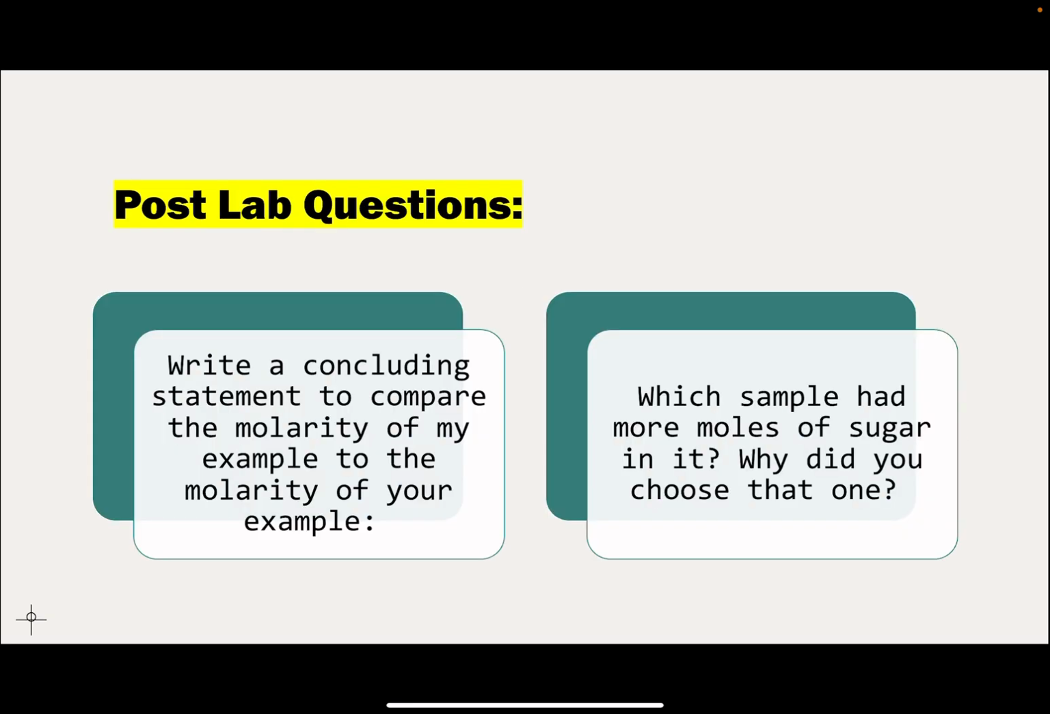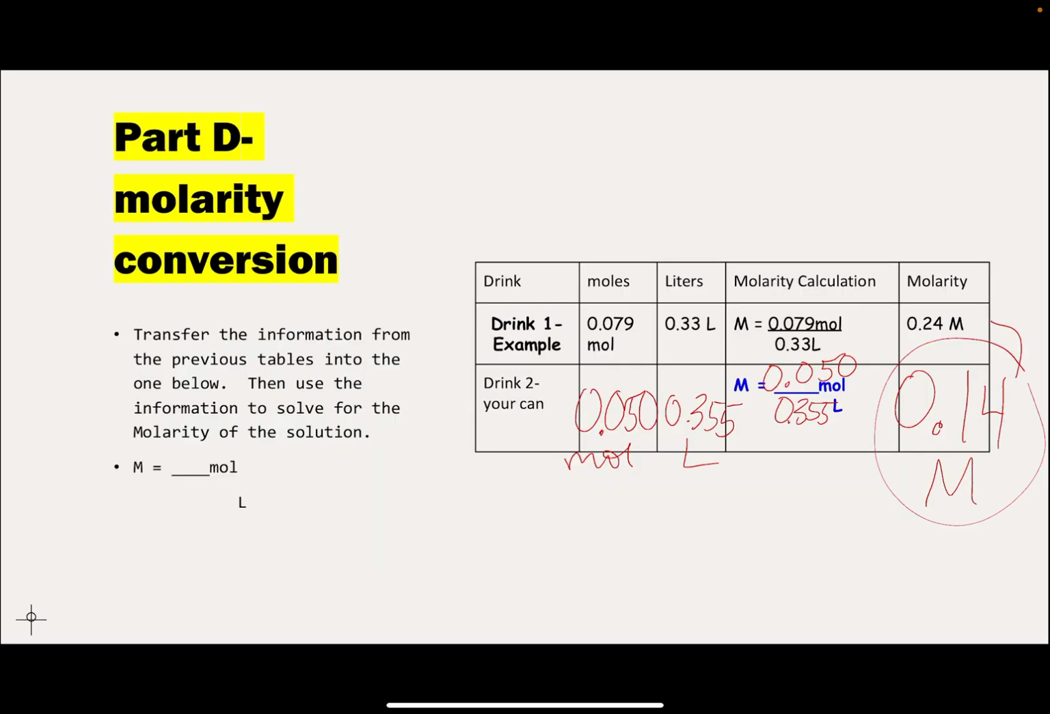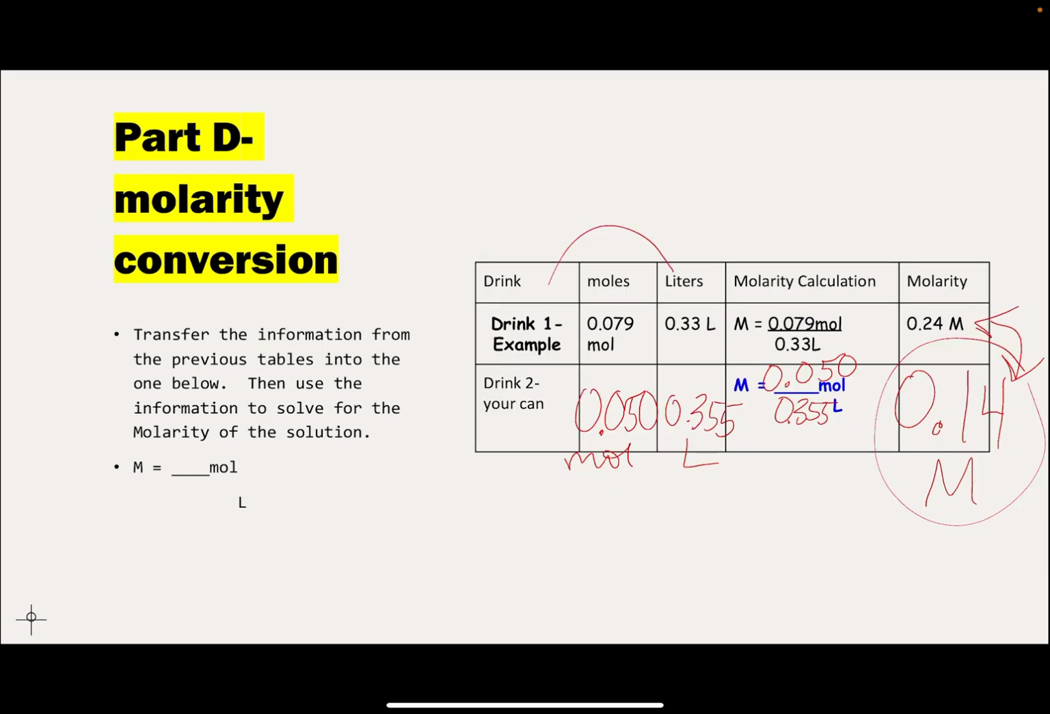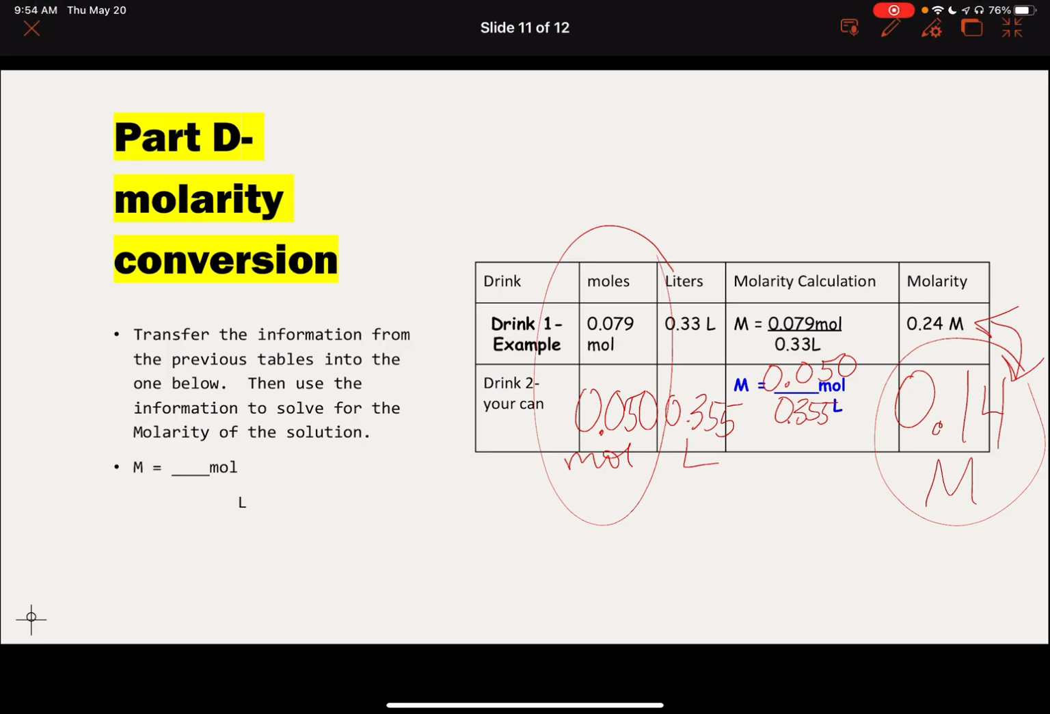Then use your concluding statement, which just needs to be a complete statement, and compare your molarity to my molarity. Ask yourself, which one was greater, the example given or your can? And which sample had more moles of sugar? We can look here for the moles and then tell me which one had more moles. So hopefully this helped you go through your lab, molarity of sugar in soda.